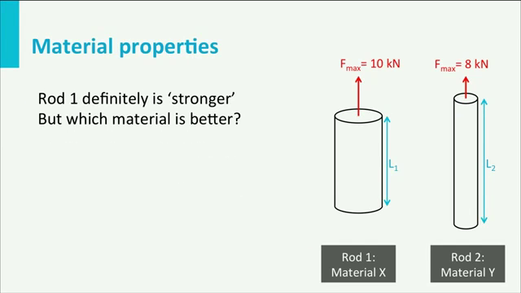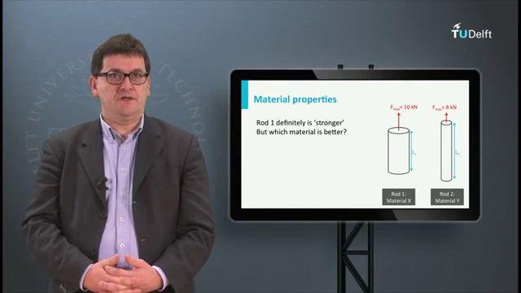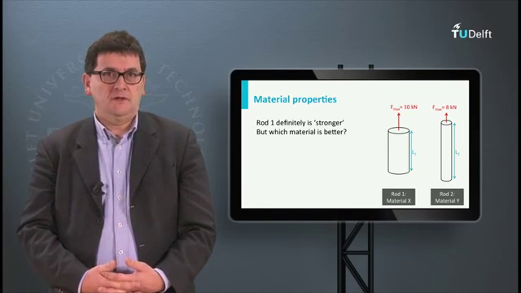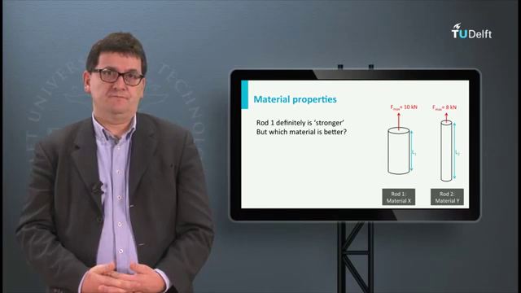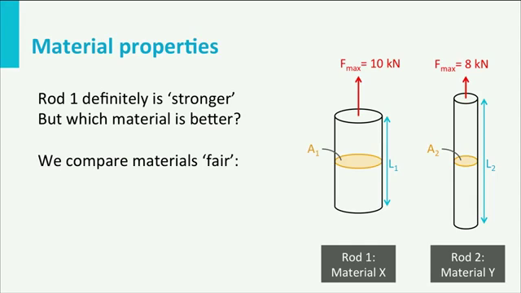I already mentioned a few times the word mechanical properties. Let's look at two rods of different materials, X and Y. If you look at the maximum load, then you know rod 1 is stronger. But is material X also stronger material than material Y? In order to answer this question, we need to make a fair comparison. We see that rod 1 has a larger cross-section A than rod 2. This means that there is more material to carry the load.